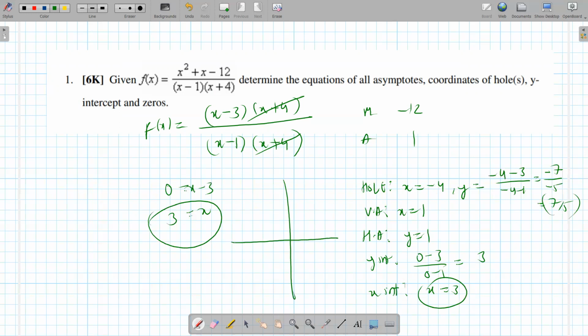If we wanted to make a rough sketch, I can do that as well, right? Y-intercept is 3, x-intercept is 3. There's a horizontal asymptote at 1. All right, there we go. Now look at this. This kind of gives it away. Just these 2 points will give away the direction of the curve.